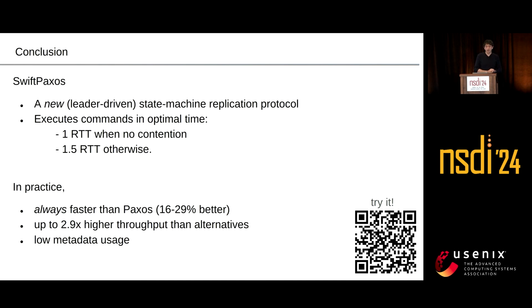So to conclude, SwiftPaxos is a new leader-driven state machine replication protocol that can execute commands in optimal time in a single round trip when there is no contention, that is, commands that are not conflicting or are ordered by the network, and in 1.5 round trip otherwise. So in practice, it achieves between 16 and 29% better latency than Paxos, and its throughput is up to 3 times higher than alternatives.